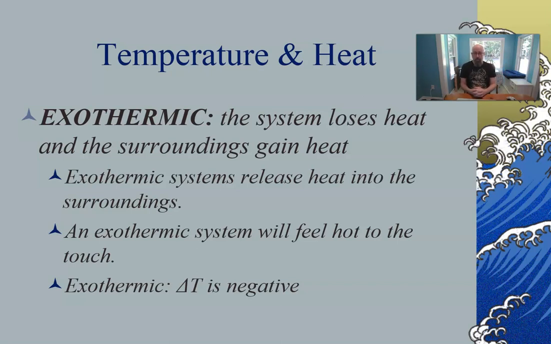Exothermic systems will feel hot to the touch because you gain heat from them. They're giving off heat, right? So a stove burner is exothermic, right? It puts heat out into the air. The burner loses heat and the air gains heat. And whenever it's exothermic, when the temperature is changing, the delta T would be negative. Right, so that's a quick study of gaining and losing heat.